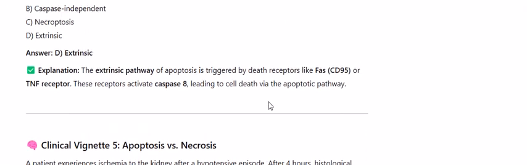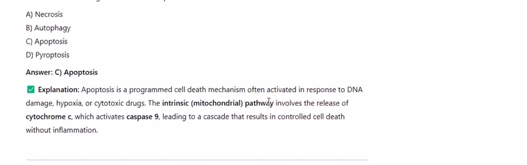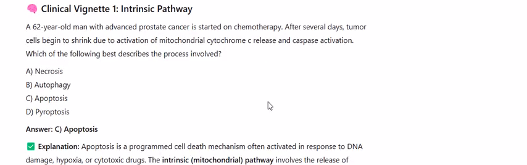Here are Puerto Rico Medical Board-style clinical vignettes focused on apoptosis, with 4 answer choices and detailed explanations. Clinical Vignette 1. Intrinsic Pathway.